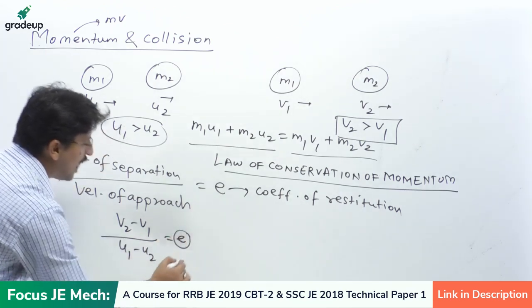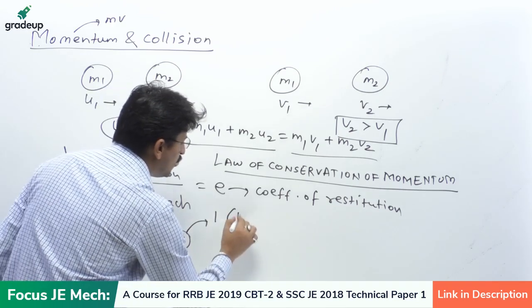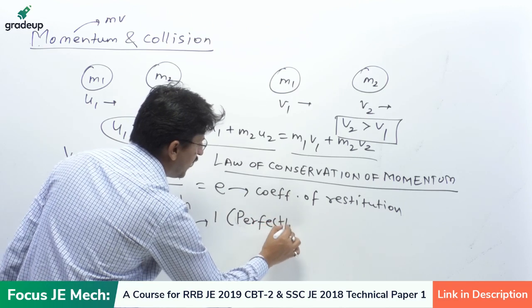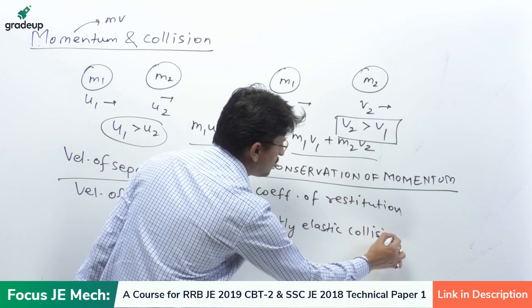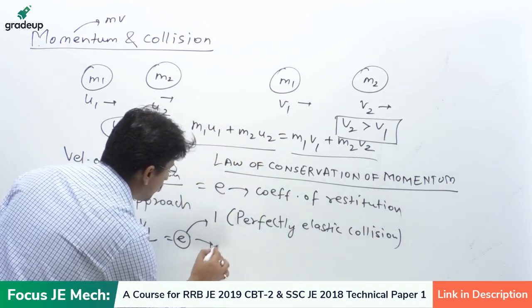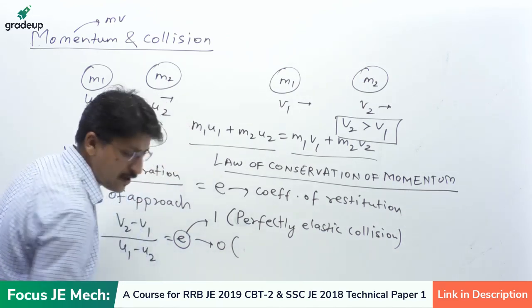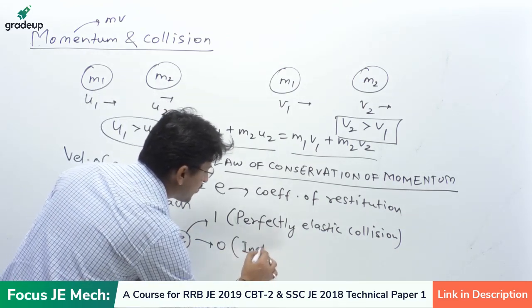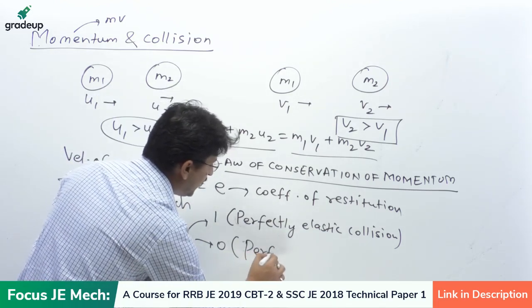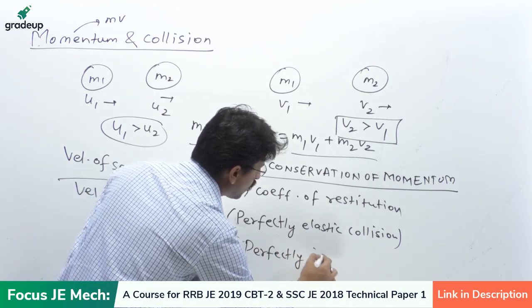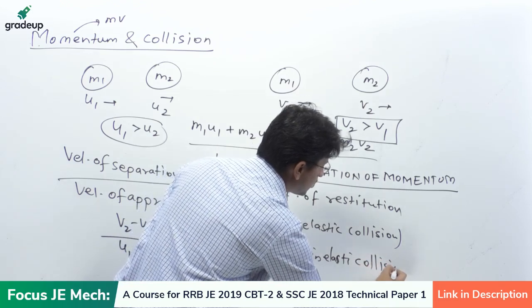equal to e. And this e is equal to 1 for perfectly elastic collision. e equal to 0 for plastic collision. Or you can say it is not called plastic though. It is called perfectly inelastic or inelastic collision. Perfectly inelastic collision has the value of 0.